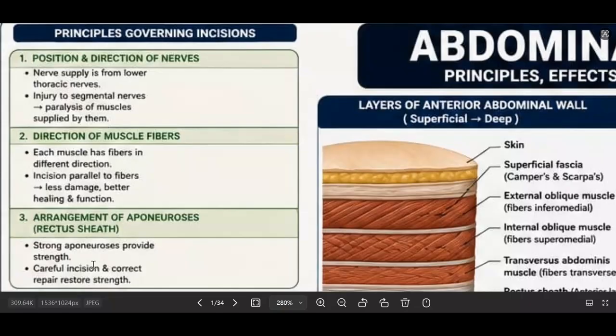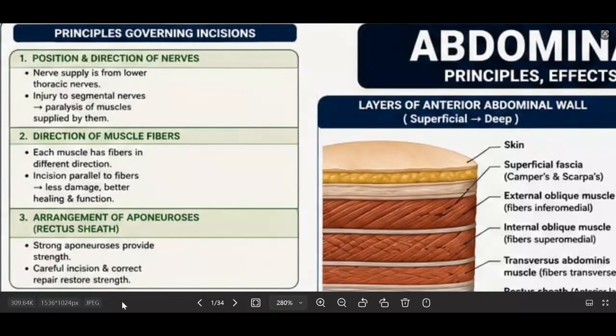Okay, so that's the importance of abdominal incisions, and this lecture is very important for the students who want to pursue their career in surgery, because this is a major concept that we need. Then let's study the skin cleavage lines, that are the Langer's lines.